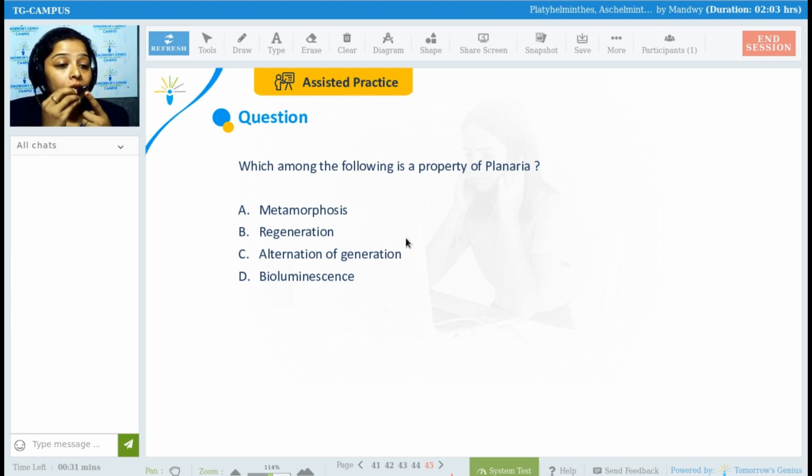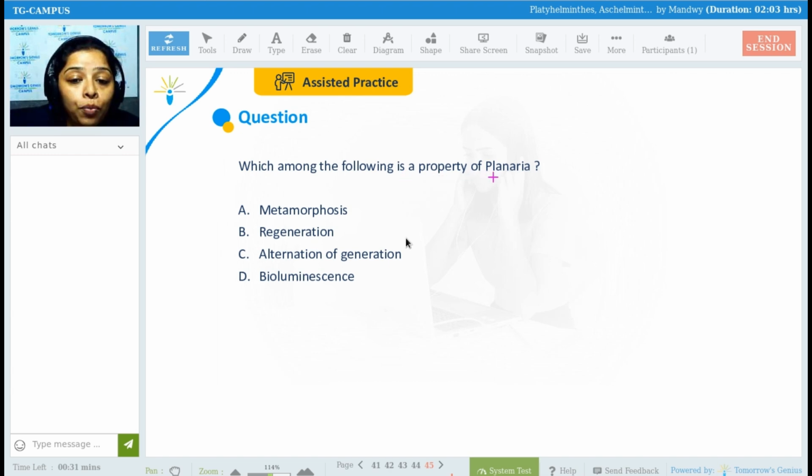So in these phyla, the general characteristics, like coelom, germ layer, segmentation, and on what basis we can classify these phyla, these topics are very important, and the names of the classes and their examples are very, very, very important. Okay, now let's see the questions.